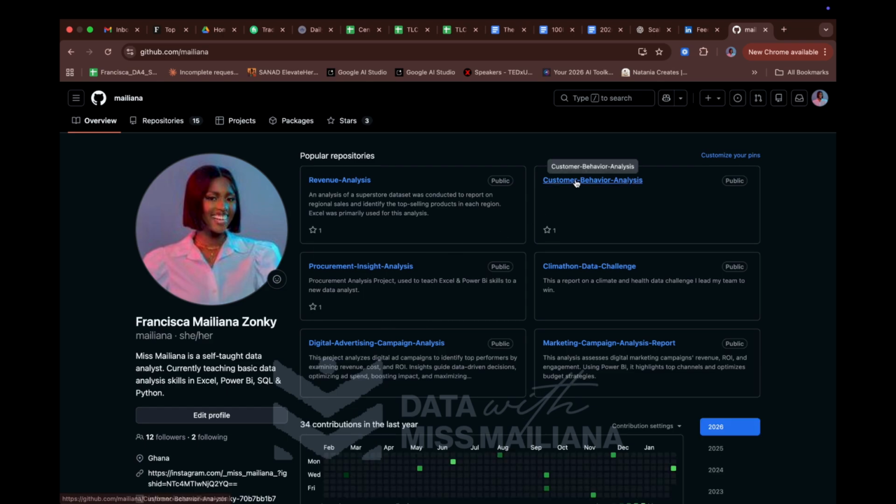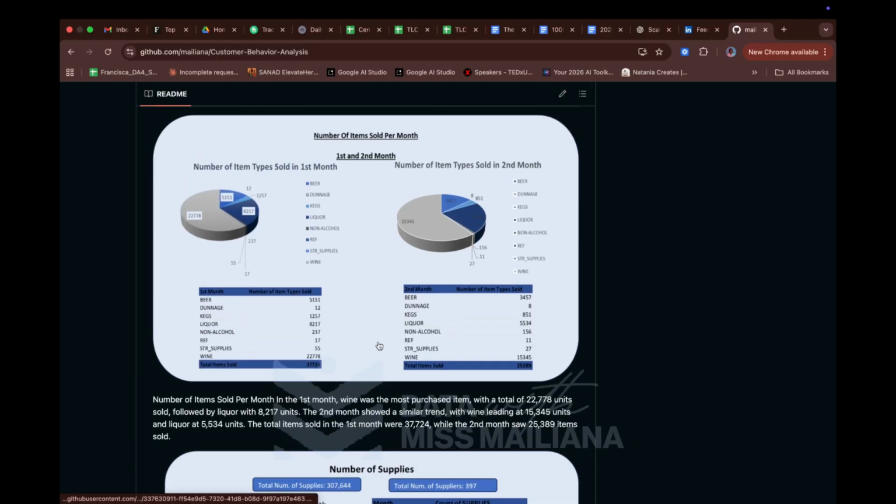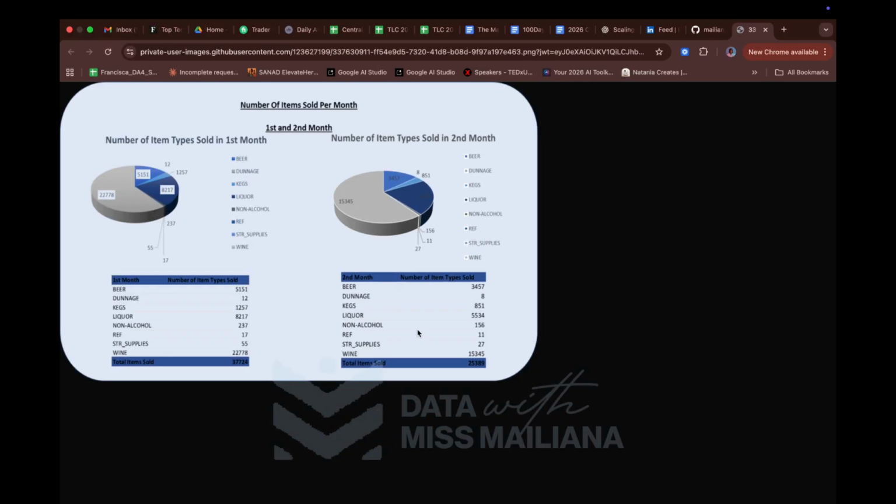We have, let's see, customer behavior analysis as well. This is also a very old one. You realize that your dashboard is not for beautification, but it has to be beautiful. It's for storytelling. It's for you to tell the story that when I was doing this analysis, these are the major things I saw. So with this, it says the number of items sold per month.